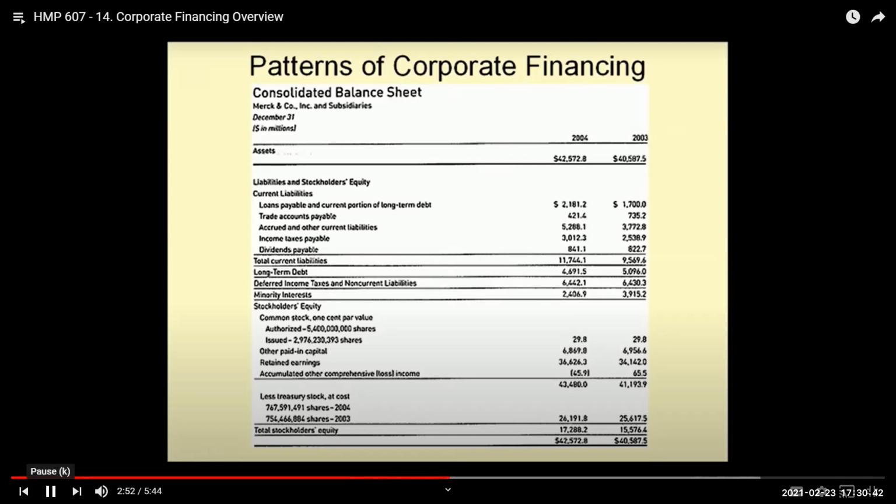The equity on Merck's balance sheet was about $17 billion. You can see that number down here. Most of the equity consists of retained earnings, or earnings of the firm after dividends paid. Merck also has over 2 billion shares of stock outstanding. We'll discuss the valuation of common stock in a later session.